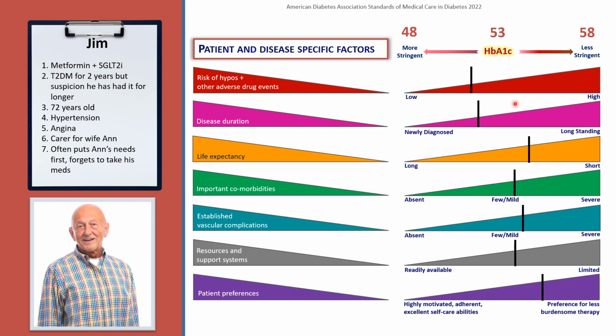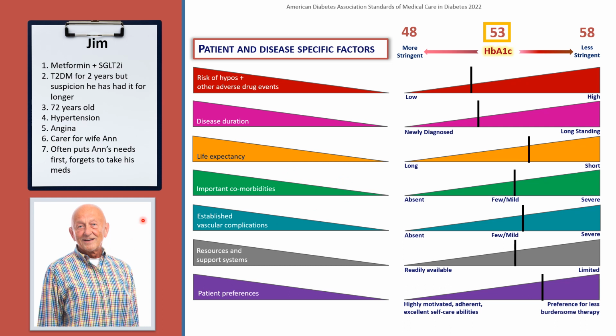So what we would do now is look, and I think that looking on there, I'm going to put Jim at a target HbA1c of 53. So I don't know what you think about that. I'll put this on a little PDF and then you can download it and use it yourself if you want to. But I quite like this.